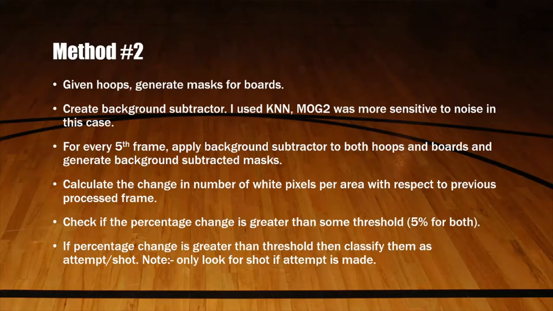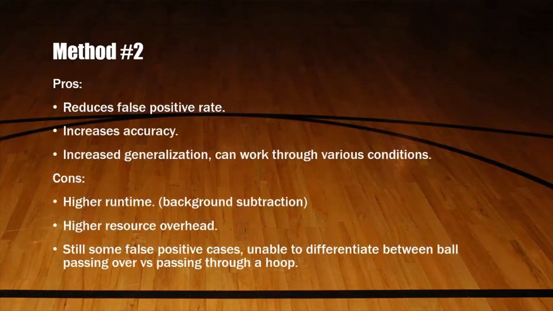So this approach tries to overcome the drawbacks of method one, and then we do the same as we do in method one. So the pros for method two is it reduces false positive rates, because now even if the wind is going on, the nets are moving, or anything is going on, they'll be as stable as possible. We will be getting our masks. So we'll have low false positive rates. It increases accuracy, obviously, and it also increases generalization. So as I said, different conditions won't matter.